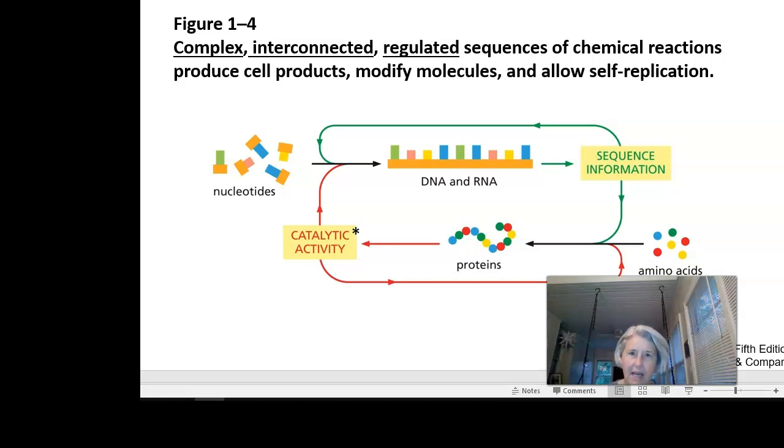The chemical reactions that happen in cells are very complex. They're actually organized into sequences of reactions that are interconnected with one another, and they're very highly regulated. They produce cell products, they modify molecules of different types, they allow self-replication, they allow for energy to be converted into ATP energy or GTP energy, other forms of energy that the cell is able to use directly.